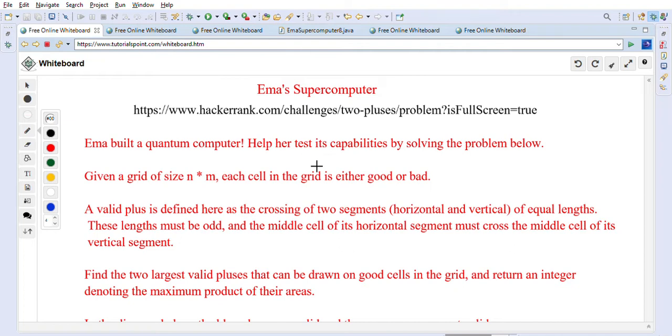Given a grid of size n by m, each cell in the grid is either good or bad. A valid plus is defined as the crossing of two segments, horizontal and vertical, of equal lengths. These lengths must be odd, and the middle cell of the horizontal segment must cross the middle cell of the vertical segment. Find the two largest valid pluses that can be drawn on good cells in the grid and return an integer denoting the maximum product of their areas.